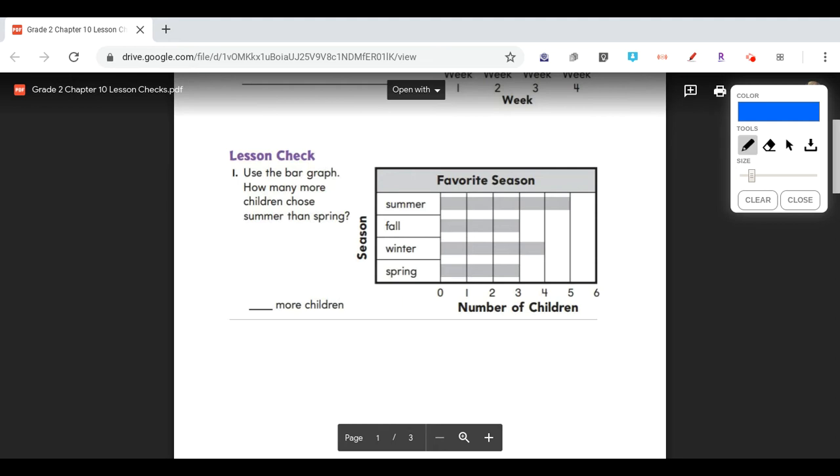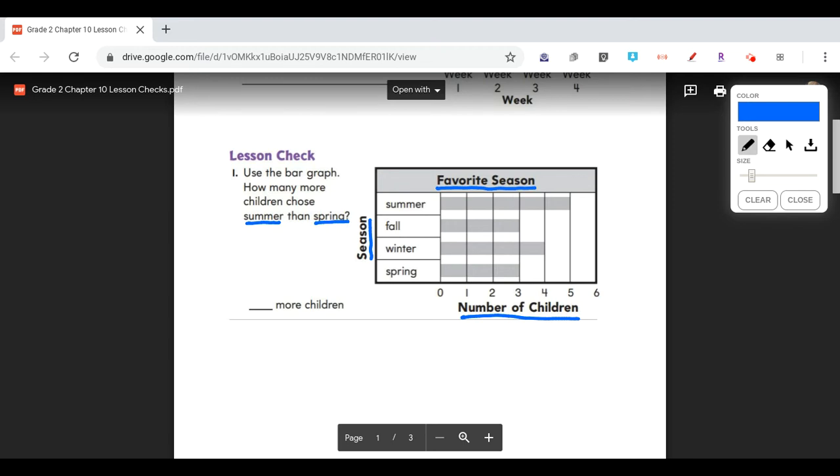It says use the bar graph. How many more children chose summer than spring? So when we look at our bar graph, we have the seasons listed on the left, and we have the number of children at the bottom. That's the number of children who voted for each season as being their favorite season. And we can tell that because the title of this bar graph is favorite season. So when we look at this, we want to compare the number of children who chose summer compared to spring.